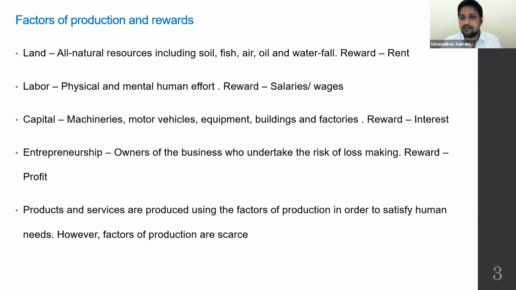What does that mean? If you are running a business and you ask what is the total cost of running it, you can say, I will have to pay rent, I'll have to pay salaries to my staff, I'll have to pay interest, and I need something for myself. Why do I need something for myself? Because I need to take the risk and I'm running this business. So I'm going to take some profits out.